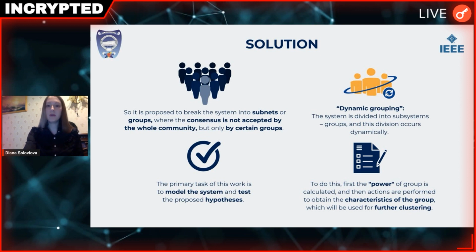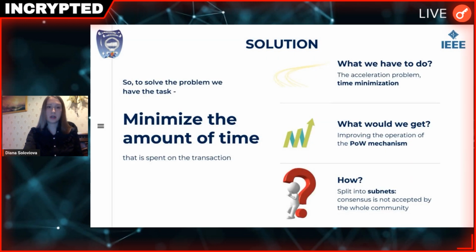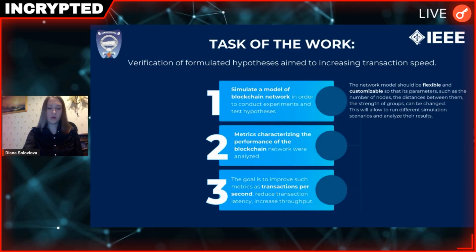To do this, first the power of the group is calculated, and then actions are performed to obtain the characteristics of the group, which will be used for further clustering. So to solve the problem, we have a task to minimize the amount of time which is spent on the transaction. So we are going to split the proof of work blockchain system into subnets, where the consensus wouldn't be accepted by the whole community, but by the subnet. And we would get an improvement in the operation of the proof of work mechanism.